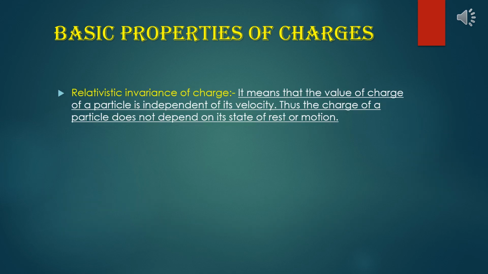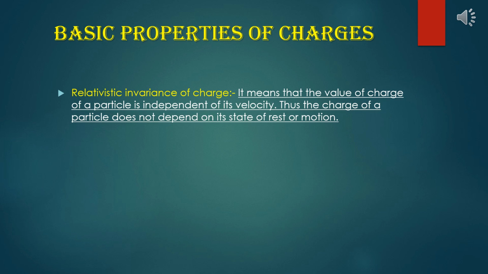Now coming to the last one, that is relativistic invariance of charge. That means whether the charge is at rest or it is moving with some velocity with respect to you doesn't matter, the value of the charge will remain independent of that. So this is called relativistic invariance of charge, right? But remember, this is not true for mass. If you have learned earlier, when a body moves with a very high speed, its mass changes, by Einstein's relativistic formula. But that does not happen in the case of charge.